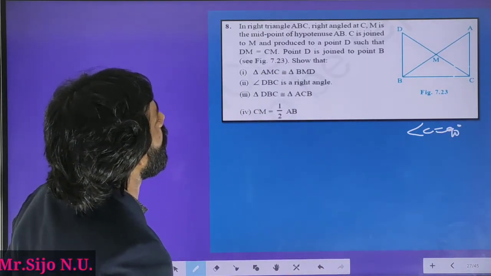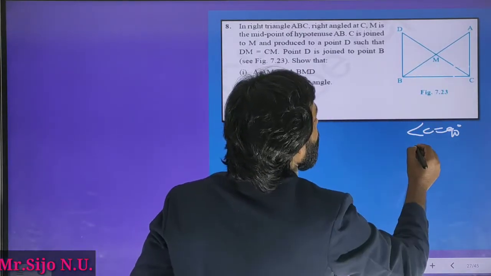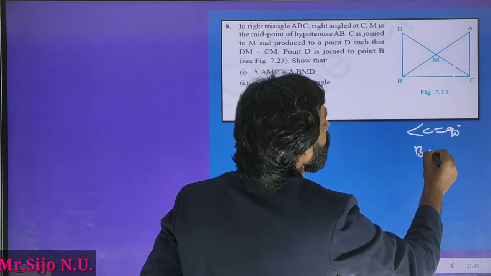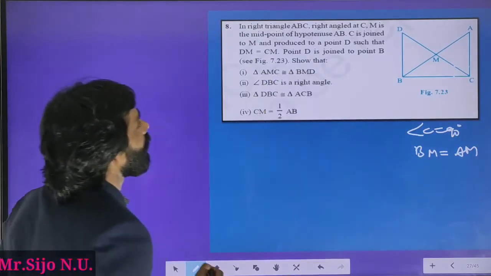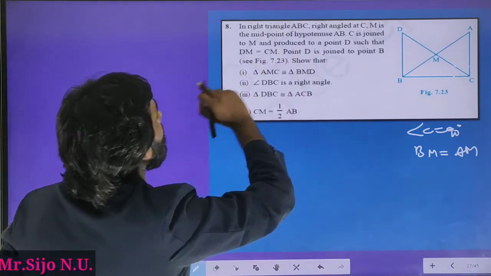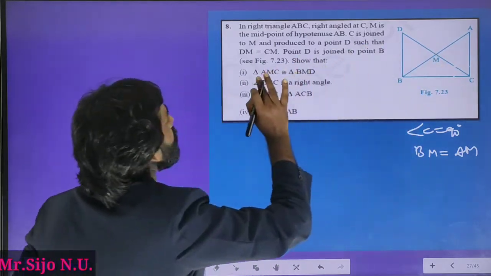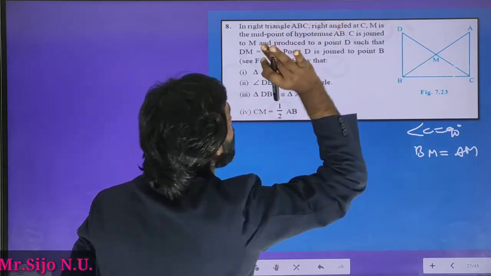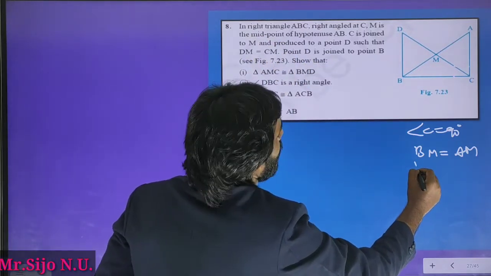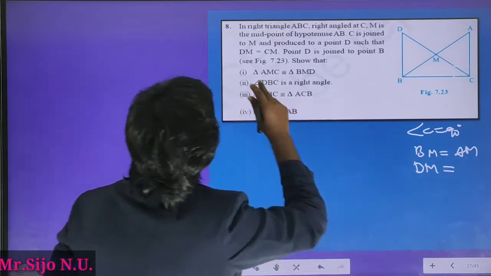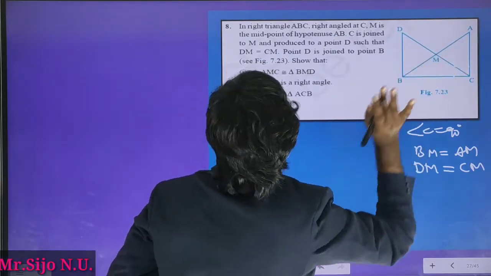M is the midpoint of hypotenuse AB. That means we can write BM equal to AM. It is given. Then C is joined to M and produced to D such that DM equal to CM. That is also given.